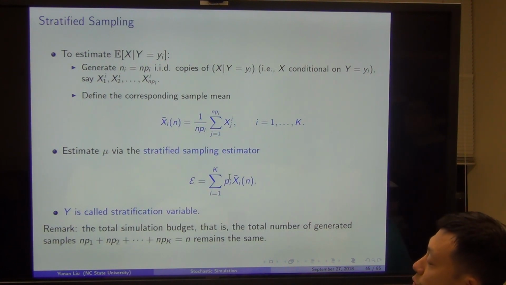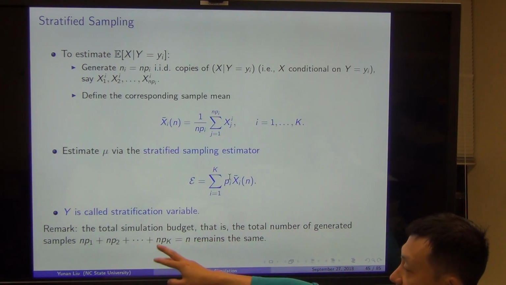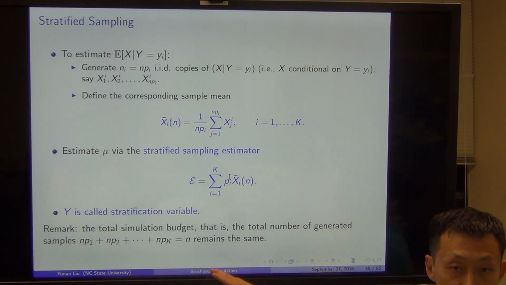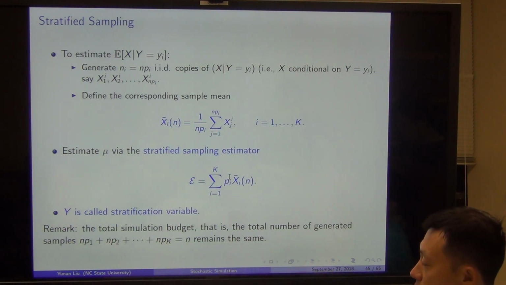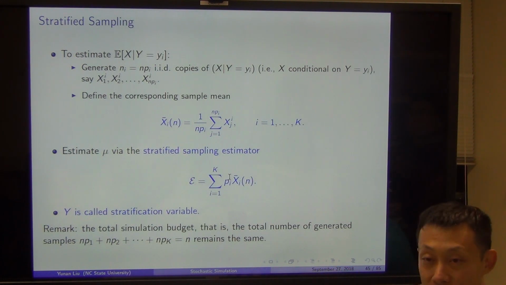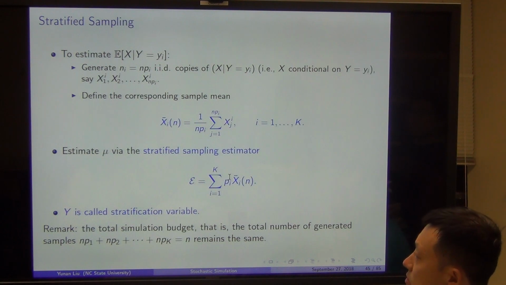And one quick remark here is that the total simulation budget, that is the total number of generated samples, remains the same. We're not increasing the simulation budget. It's just that we're not using n copies to simulate an unconditional X. We use conditional X, and we allocate some budget for each case.